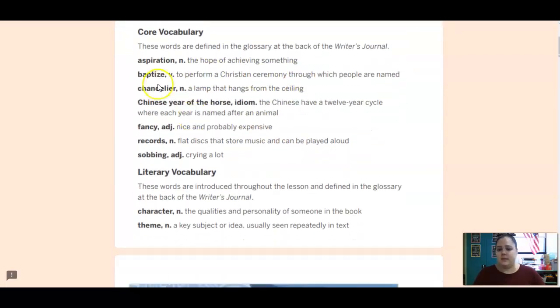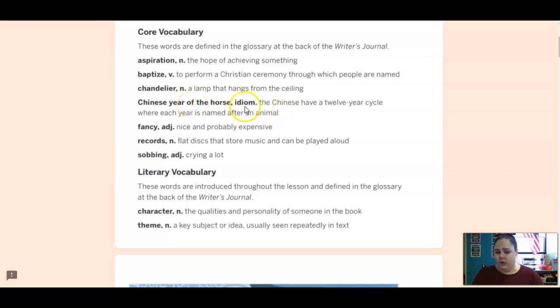So the first vocab word is a noun. Aspiration is the hope of achieving something. So an aspiration is like a dream you have. Baptize is a verb, and that is a Christian ceremony through which people are named. Chandelier is a noun, and it's usually a fancy lamp that hangs from the ceiling.